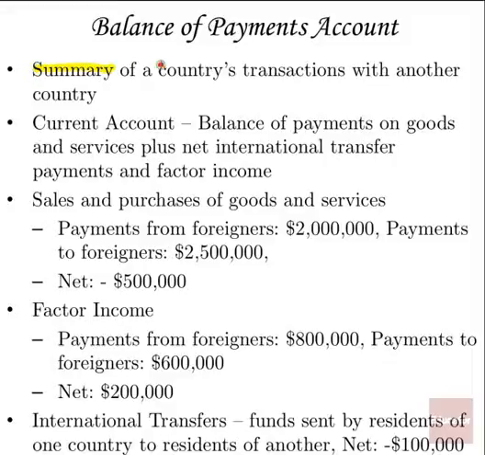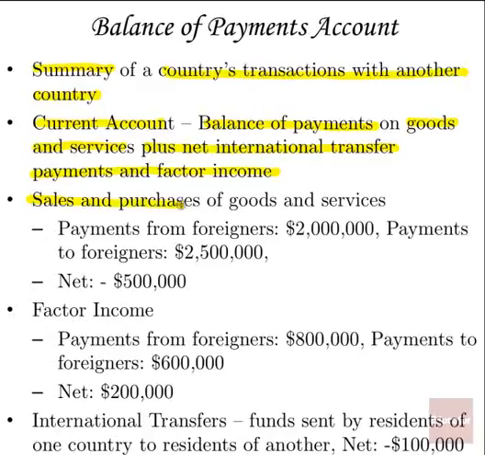All right, so the balance of payments accounts, what is that? It's a summary of a country's transactions with another country. A current account is the balance of payments on goods and services plus net international transfer payments and factor income. So there are three different things. Let's again try to review this because I think if you don't really break down these things individually, it might be a little difficult to comprehend here.